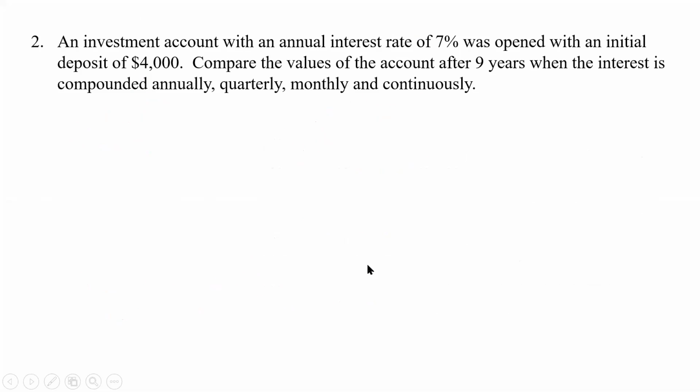What about this one? An investment account with an annual interest rate of 7%, so that's going to be r equals 0.07, was opened with an initial deposit of 4,000, so that's our P. Compare the values of the account after 9 years, so that's our t, when the interest is compounded annually, quarterly, monthly, and continuously. Well, that's n equals 1, 4, 12, and then Pert.